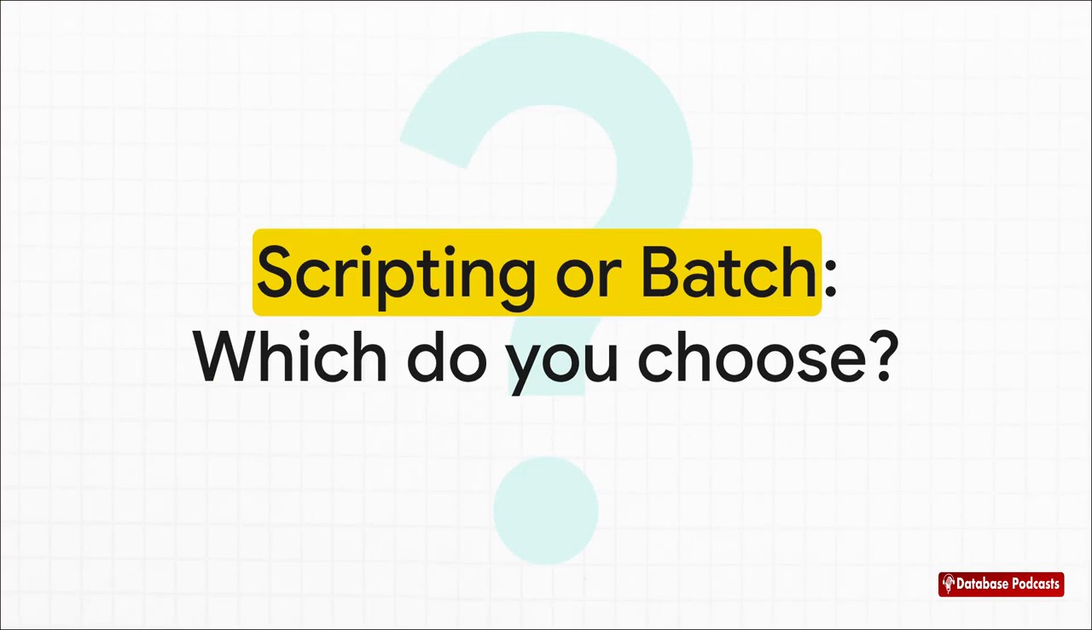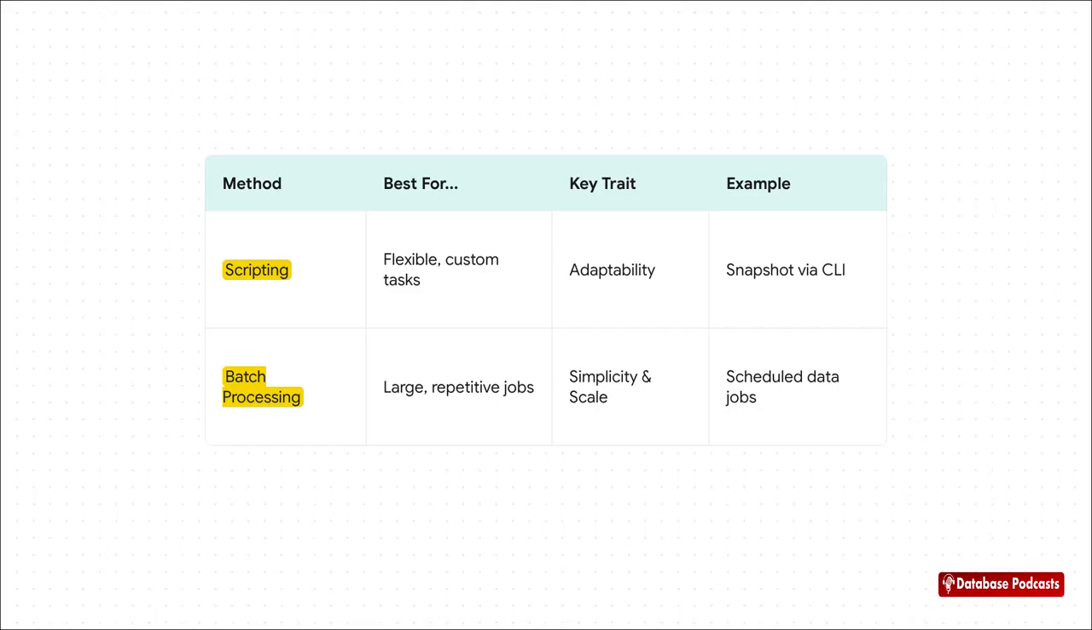Scripting or batch? And it really boils down to what you're trying to solve. Are you dealing with uncertainty and a need for flexibility, or are you dealing with a predictable, large-scale problem? And this table lays it all out perfectly. You're going to reach for scripting when you need that adaptability for those custom, real-time tasks. But you're going to choose batch processing when the job is large, repetitive, and well-defined, and you just want simplicity and scale. One is for handling uncertainty, the other is for handling sheer volume.